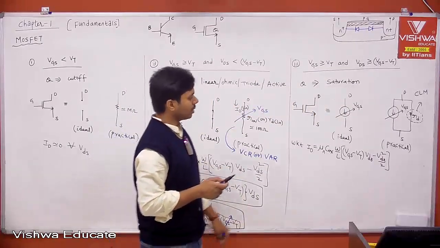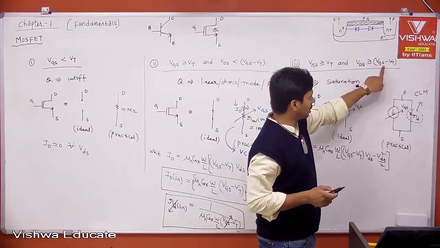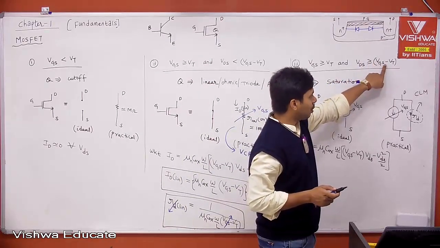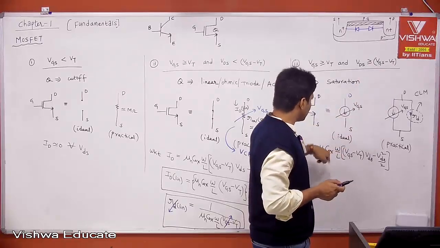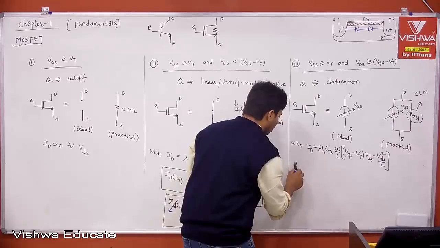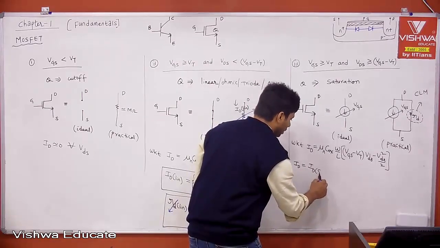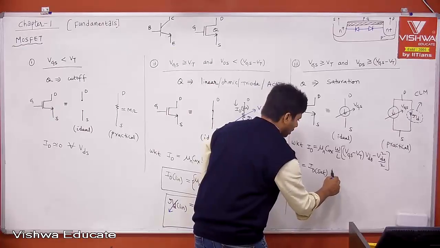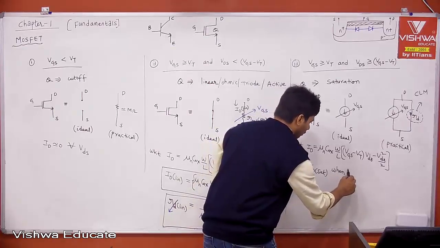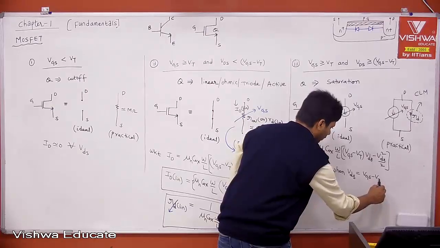Now we know that when VDS is greater than or equal to VGS minus VT, whatever current you get from this equation, that is nothing but your saturation current. Substitute, therefore, what is ID sat? Your ID is nothing but ID sat when VDS is becoming VGS minus VT.